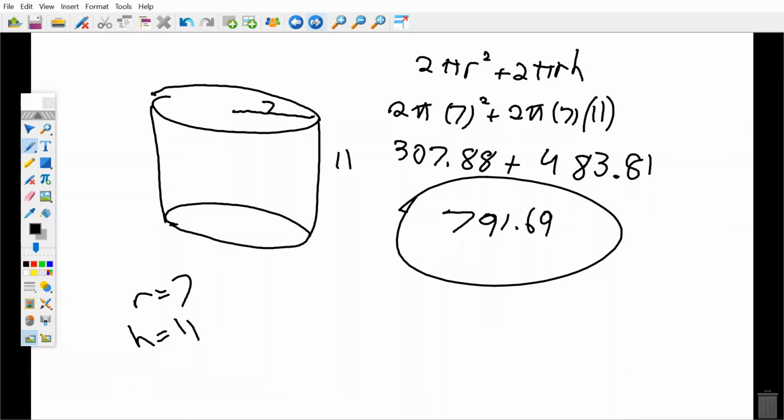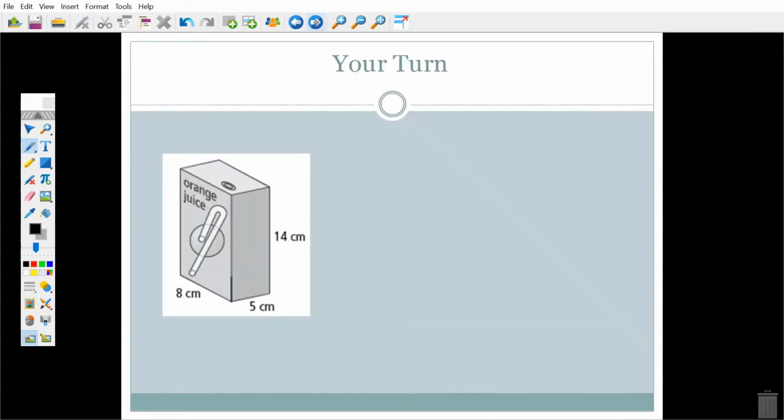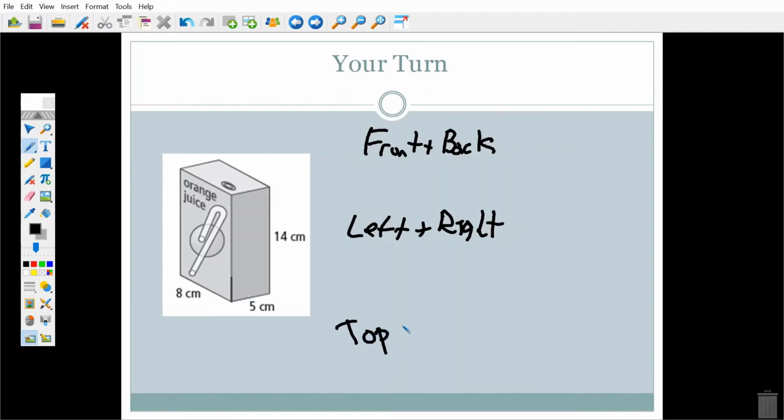All right, now let's try one. Actually, I'll get you to try this one on your own here. This is the surface area of a rectangular prism, a juice box. So I want you to find the front and back of this shape, the left and right, and the top and bottom. Find those three numbers and add them together, and you'll have the surface area of this juice box. So please pause now and give that a try.